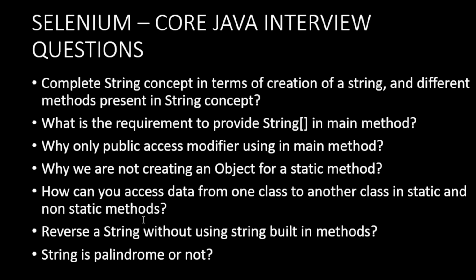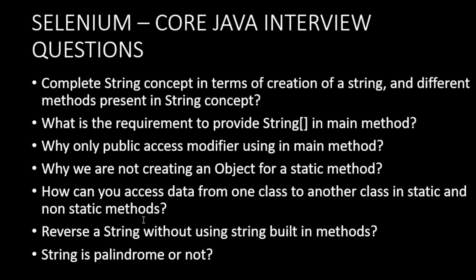That scope must be available to the JVM, right? It is public for calling the JVM from anywhere. That is the reason we are declaring the public access modifier in the main method syntax. We can access it from anywhere, but the scope must be visible to the Java virtual machine.